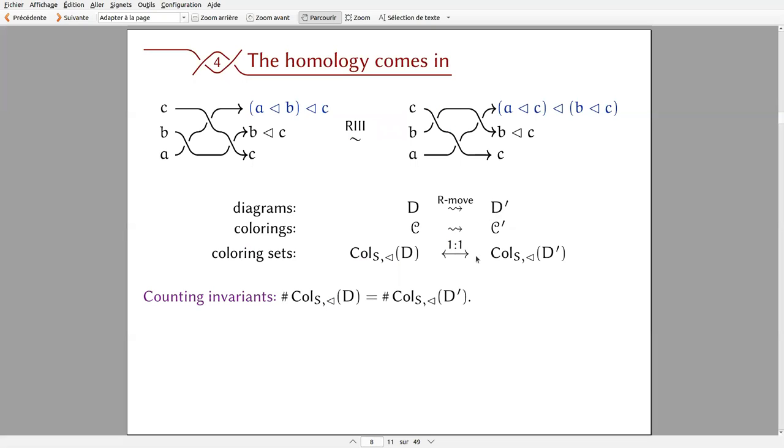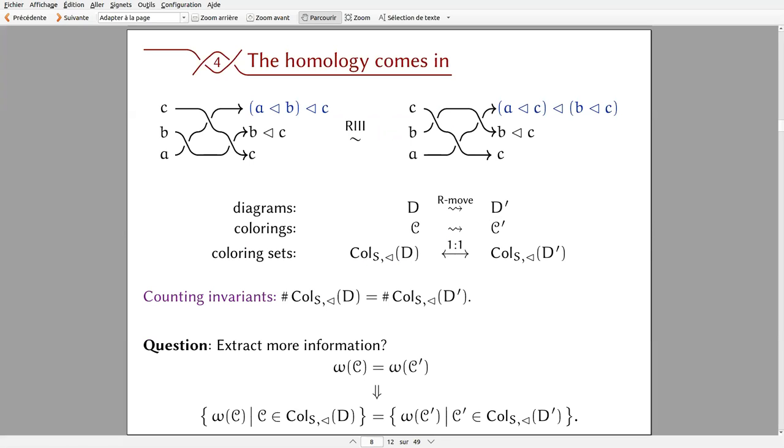So it means that you have a very explicit bijection between two coloring sets. And if you have a bijection between two sets, certainly the two sets have the same size. So it is the simplest thing you can extract from a bijection. This is how counting invariants work.